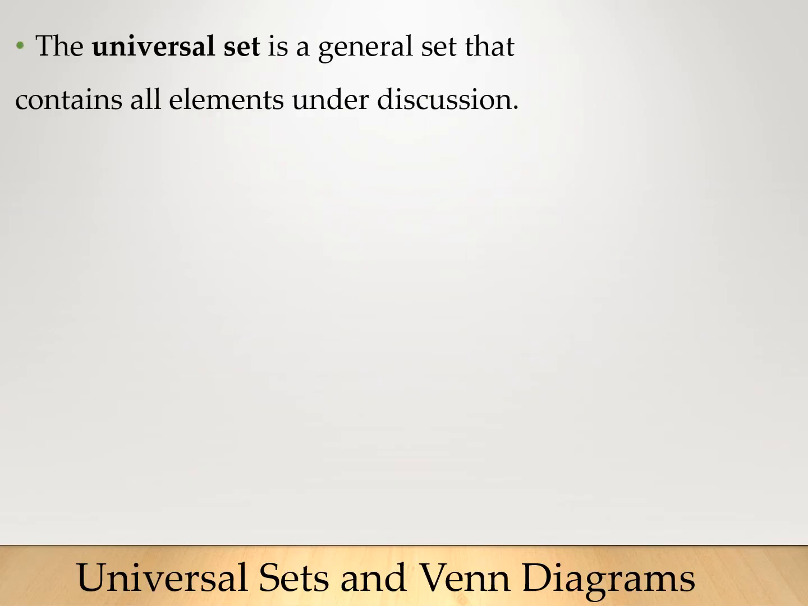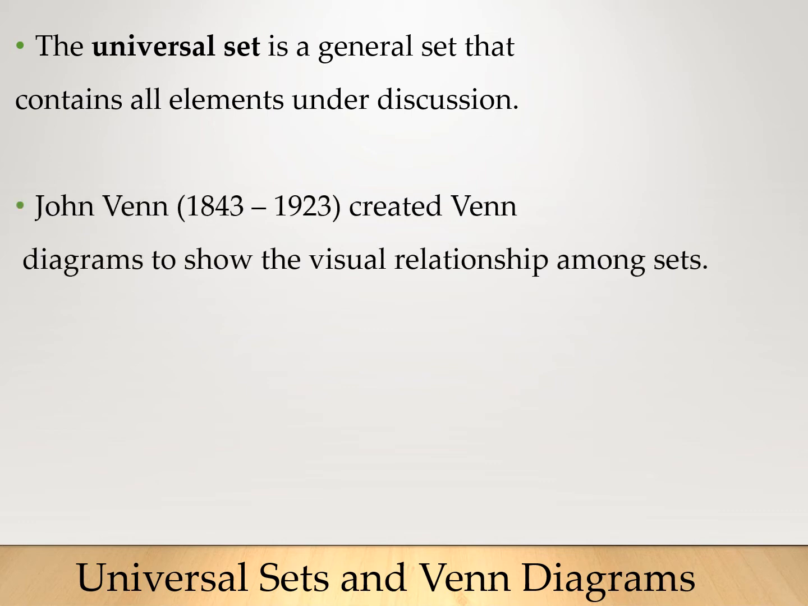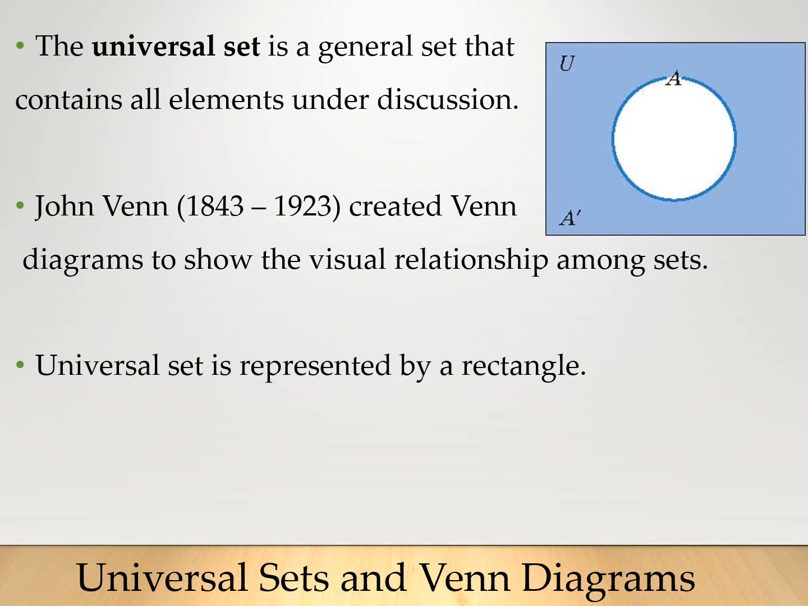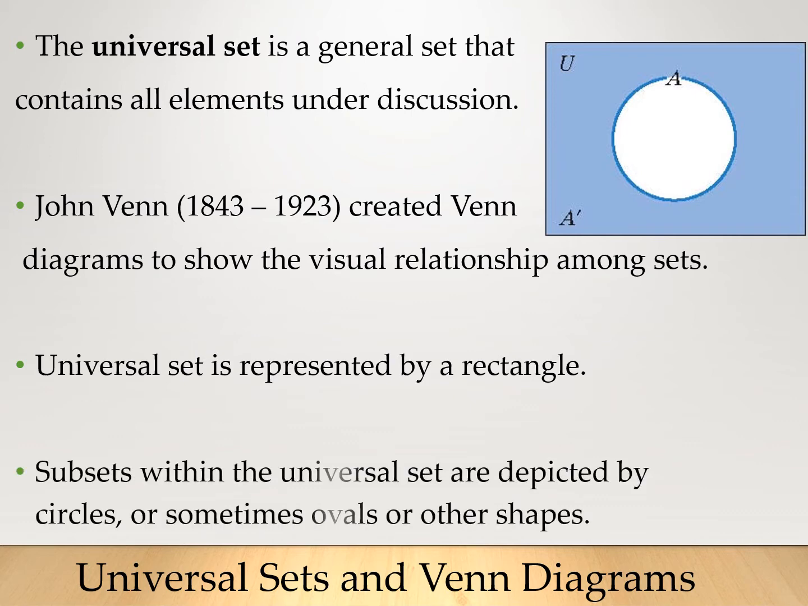The universal set is a general set that contains all elements under discussion. John Venn created Venn diagrams to show the visual relationship among sets. The universal set is represented by a rectangle, and we can use a capital letter U to represent it. Subsets within the universal set are depicted by circles, or sometimes ovals or other shapes.